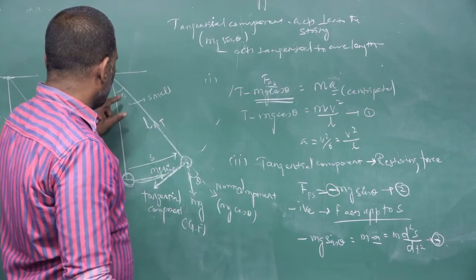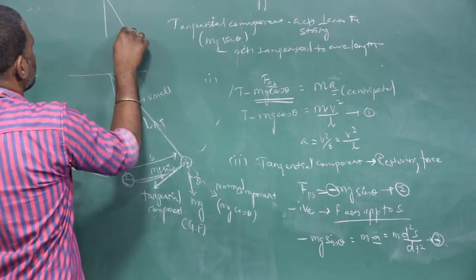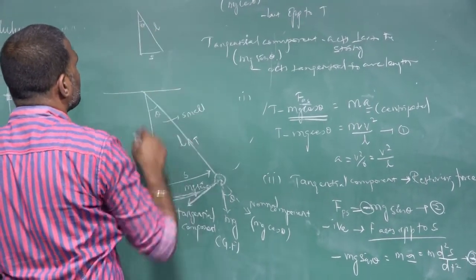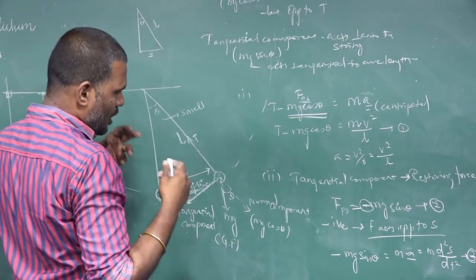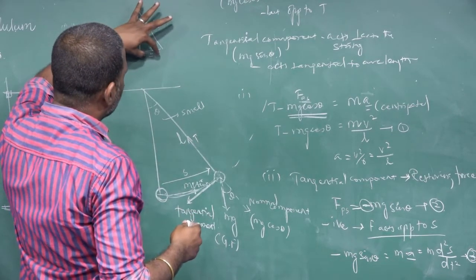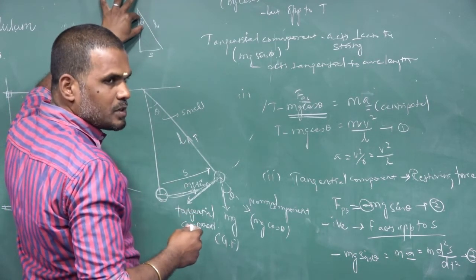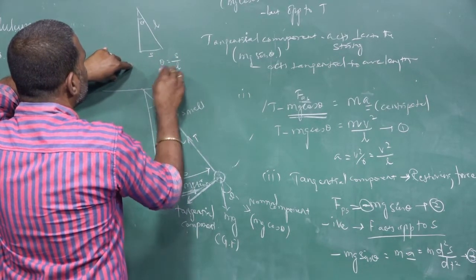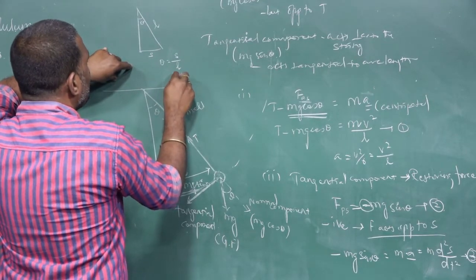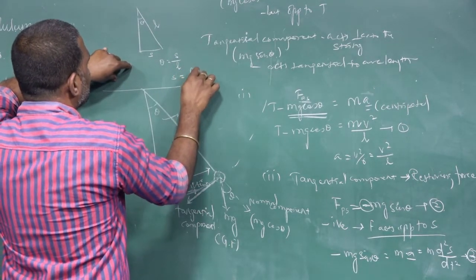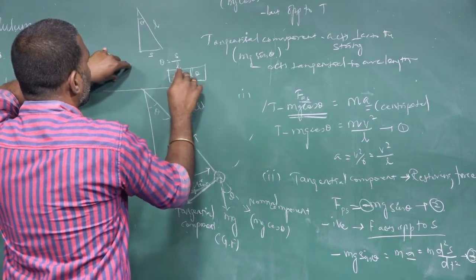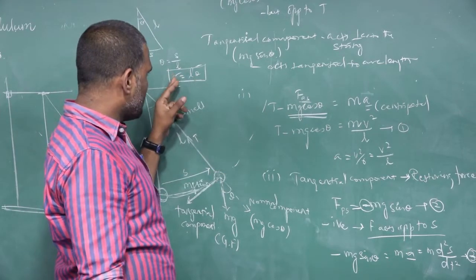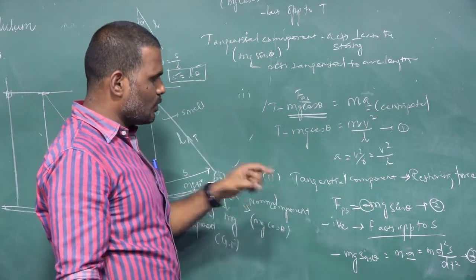If this diagram is considered, this is the angle theta, this is the displacement S, this is the length of the pendulum L, and we have to convert this linear displacement S in terms of angular displacement theta. So from this diagram we can say angle equals arc divided by radius, theta equals S divided by L. I am getting the relation between linear displacement and angular displacement: S equals L theta.